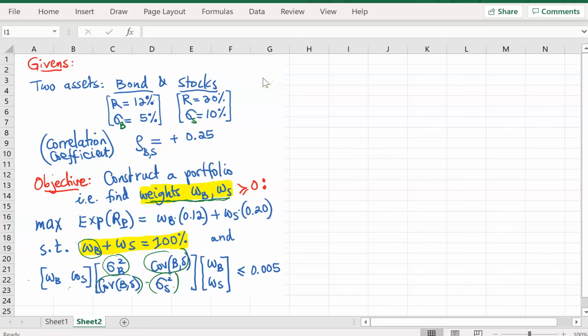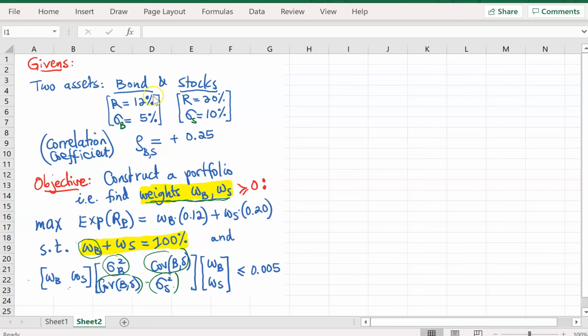So here I copy pasted the problem statement for the example that we solved with two assets. In that case, instead of calling them asset 1 and asset 2, we decided to call them bond and stock. So we have a bond security and a single stock security.